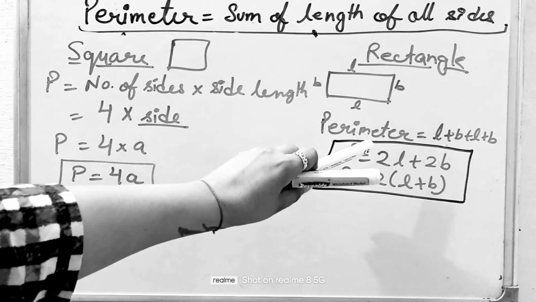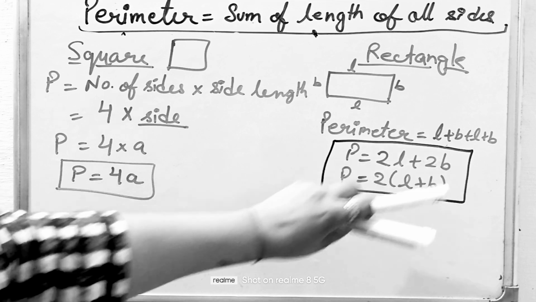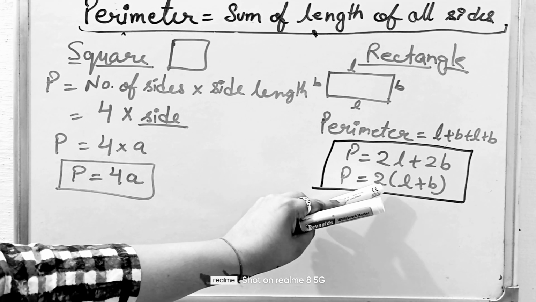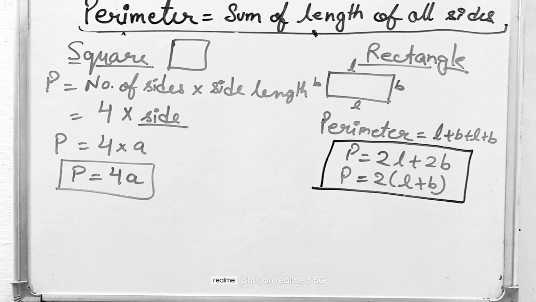So these two expressions you can use as the formula for the perimeter of a rectangle. You can use 2L plus 2B, or you can use twice of L plus B, that is length plus breadth. So the perimeter of a rectangle is twice of length plus breadth, and the perimeter of a square is 4 into side. These are the two formulas for the perimeter of a square and the perimeter of a rectangle. So this is the first concept of this chapter. Let us understand this very well with the questions of exercise 10.1.